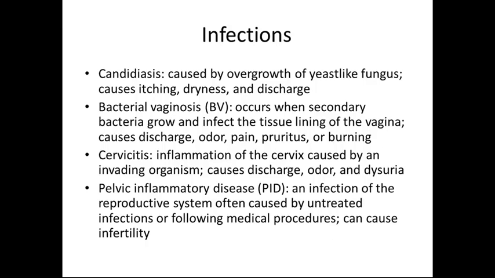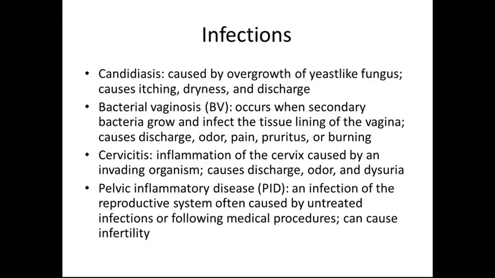Infections that can occur are candidiasis, which causes an overgrowth of yeast-like fungus, which causes itching, dryness, and discharge. Bacterial vaginosis, often called BV, occurs when secondary bacterial growth infects the tissue lining of the vagina and causes discharge, odor, pain, pruritus, and burning.